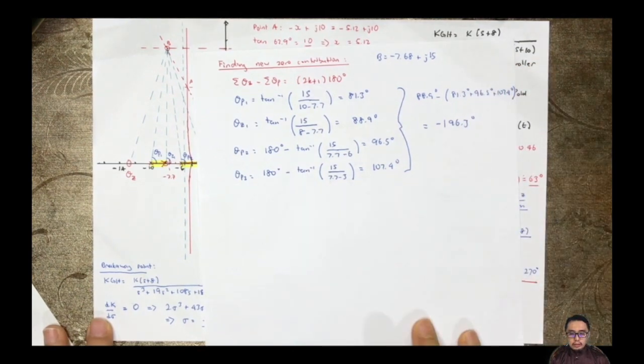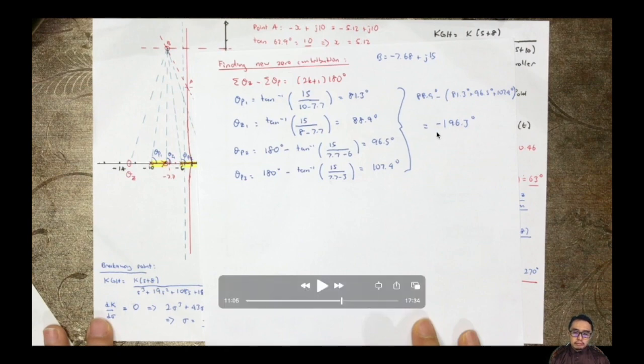Okay, so we got the summation of all the angles of the vectors of poles and zeros to the new point, achieving this minus 196.3 degrees. Remember, it has to be a multiple of 180 degrees. So we can add a zero contribution to make it a multiple of 180. The closest one is minus 180 degrees.